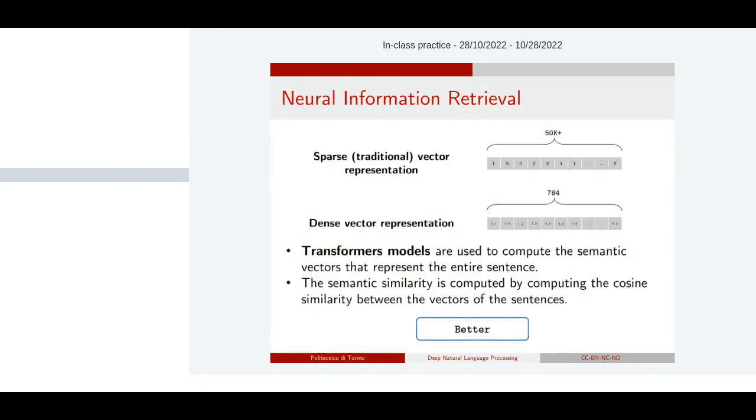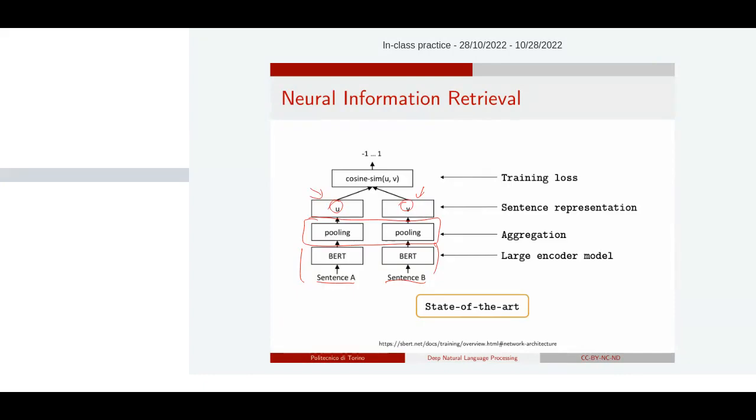So the idea is that we use the same architecture here. We use transformer models, but we design the architecture on top of BERT or on top of transformer models such that it is specifically trained to generate semantically meaningful representations. The architecture is composed of a larger encoder model that can be BERT. We can then have an aggregation layer that passes from a sequence of vectors, one for each token, to a single vector representation for the entire sentence.